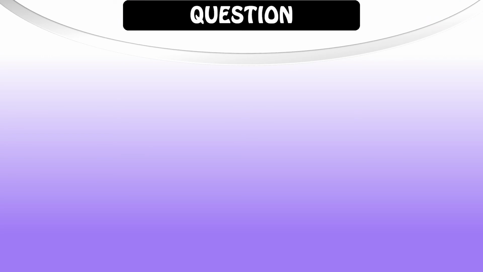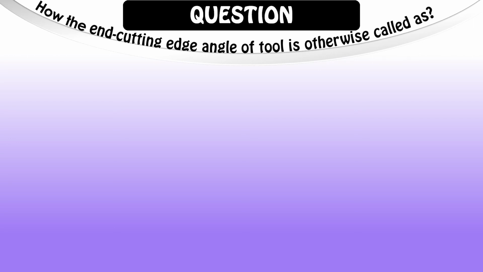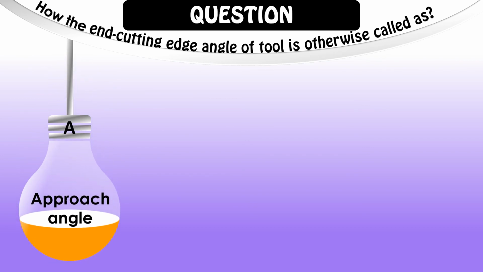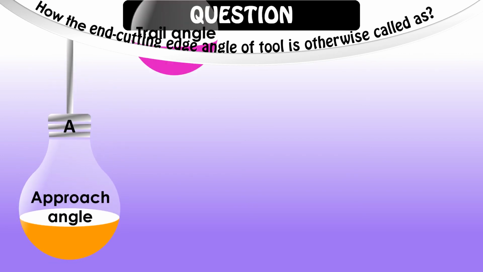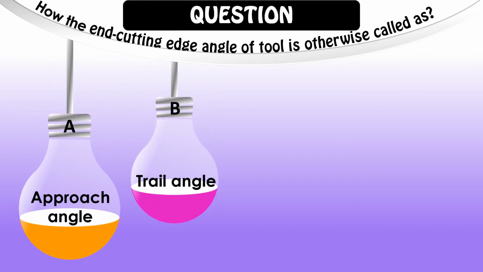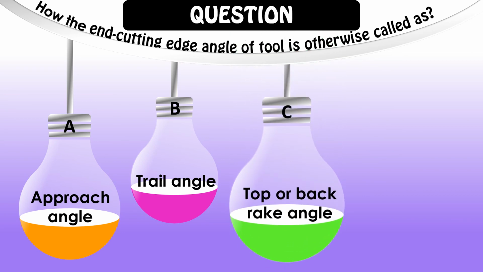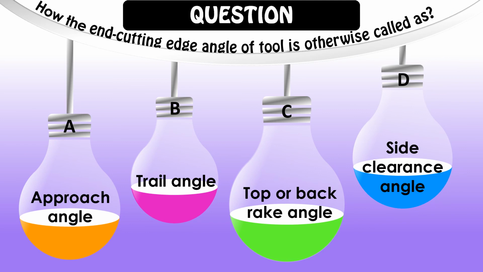Let's test the knowledge we gained from today's topic. Try to answer the following question. The end cutting edge angle of a tool is otherwise called as? Option A, approach angle. Option B, trail angle. Option C, top or back rake angle. Option D, side clearance angle. Your time starts now.